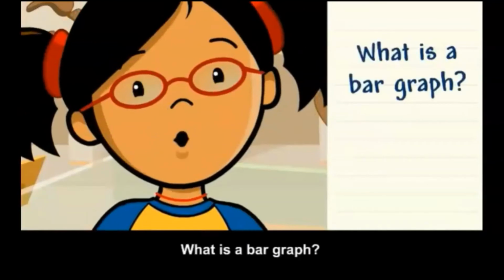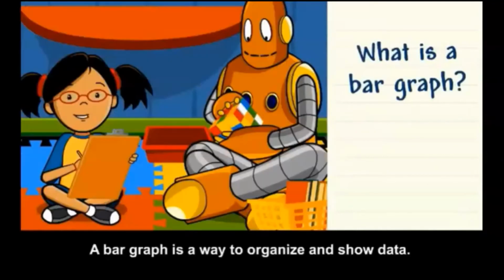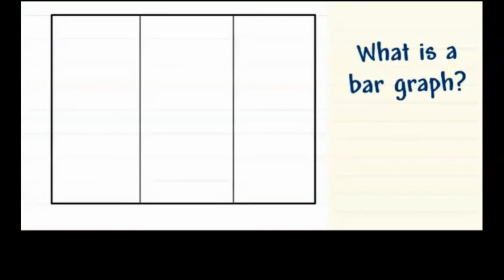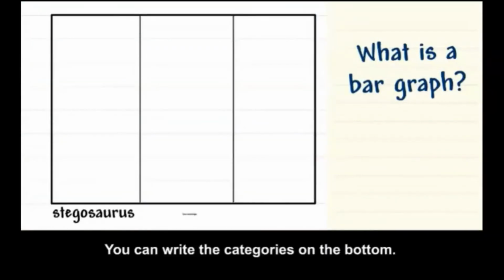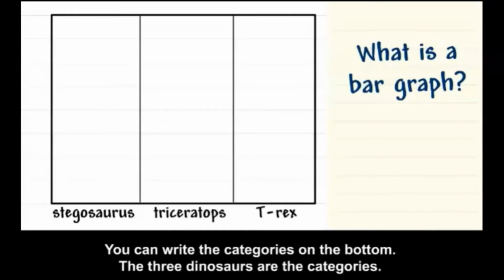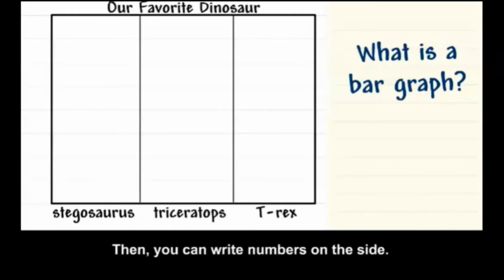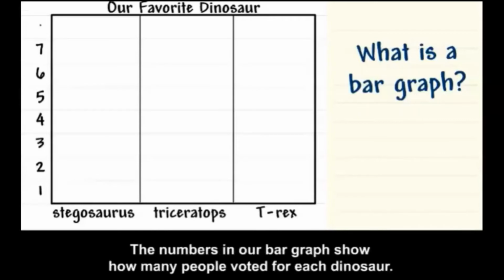What is a bar graph? A bar graph is a way to organize and show data. You can write the categories on the bottom. The 3 dinosaurs are the categories. Then you can write the numbers on the side. The numbers in our bar graph show how many people voted for each dinosaur.